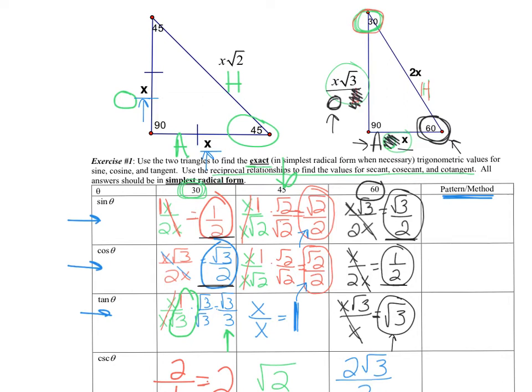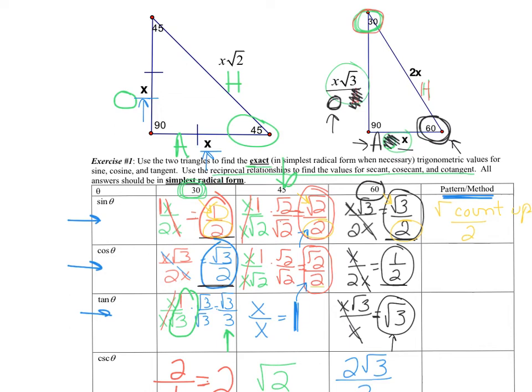So looking across the rows to find patterns, if I look at my sine values, they're all over 2. And then if I look at my numerators, that's counting up. So I have a 1, radical 2, and radical 3. And it actually holds true. If I wrote this as radical 1, it would still work. So I'm going to write square root count up, over 2.